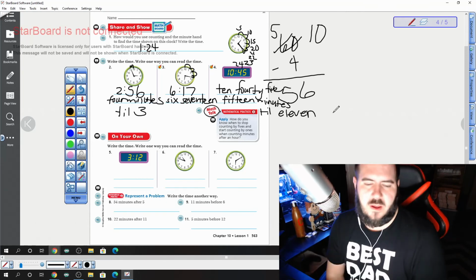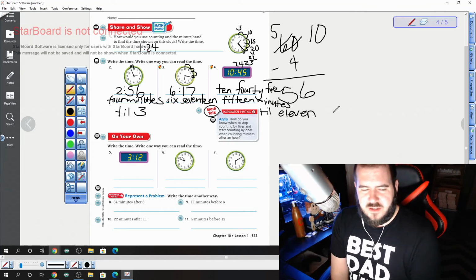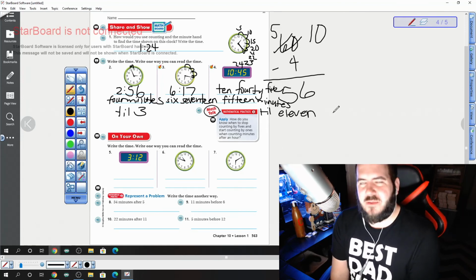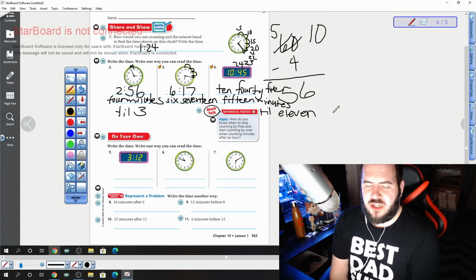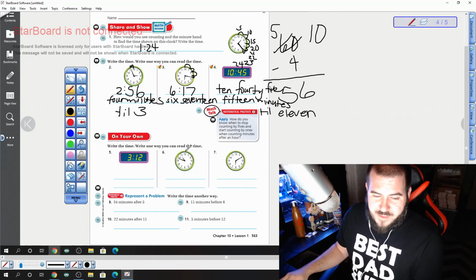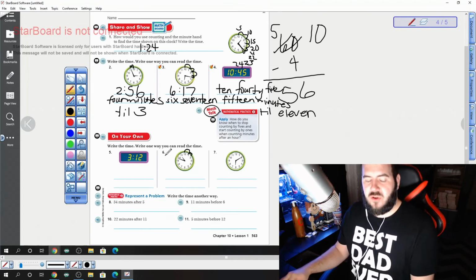Okay. So this is where I'm going to go ahead and assign some work here. This is going to be a little bit difficult. You definitely want to probably get some help from a parent with this, but just remember that when we count by the numbers, we're going by fives, and when we count by the little dashes, we're going by ones. Okay. So be very careful with that.